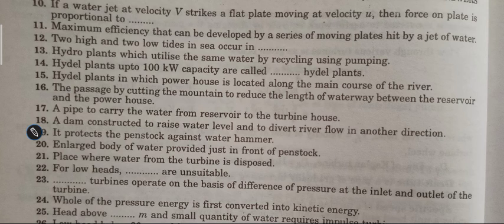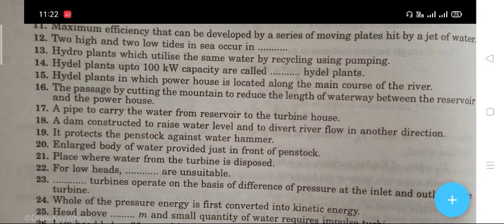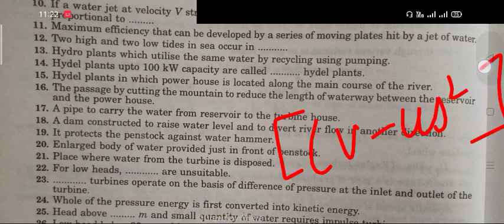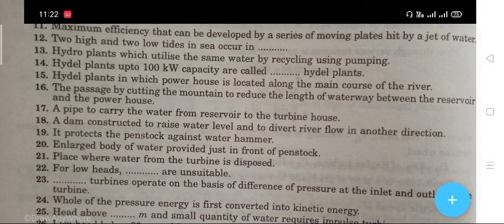Question number 10: if a water jet at a velocity v strikes a flat plate moving at a velocity u, then the force on the plate is proportional to. The right answer is (v minus u) whole square. Next question, question number 11.